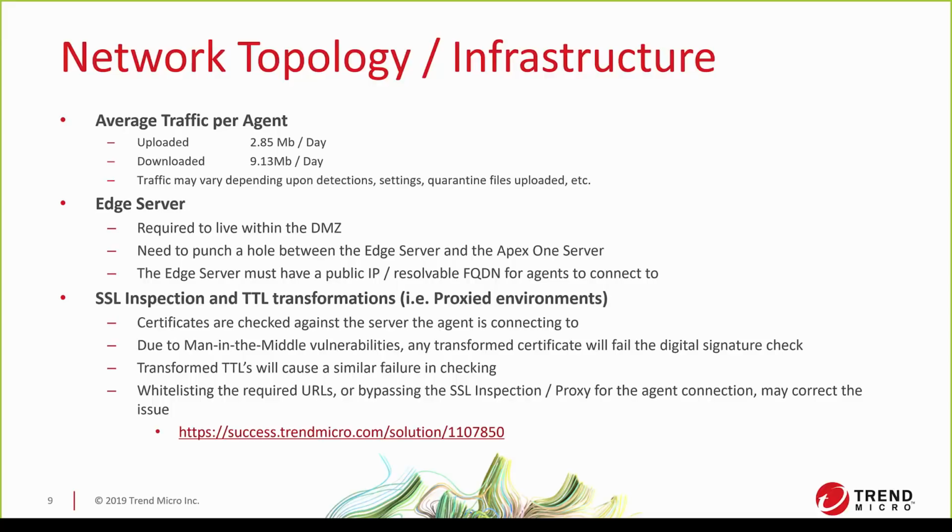Our agent checks for man-in-the-middle attacks through digital signature checking. If either one of those items is altered during the communication, it'll fail the check and it won't take that update. So whitelisting the URLs, bypassing the SSL inspection, or bypassing the proxy for that agent connection may correct the issue within your environment. This is the same link as before. I know I linked it a couple seconds ago, but these are the URLs you're going to want to bypass in order for it to work correctly.